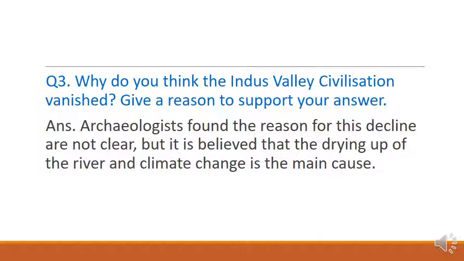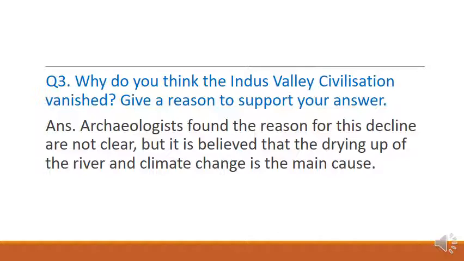So the answer is: archaeologists found the reasons for this decline are not clear. It is believed that the drying up of the river and climate change is the main cause. It means no reason has been found. We haven't found anything, and nothing is clear. Most people think that there was a very big natural calamity, like a flood or a sandstorm maybe, because of the climate change.